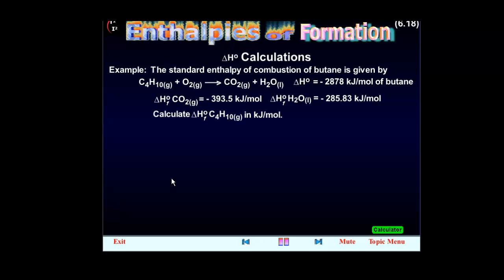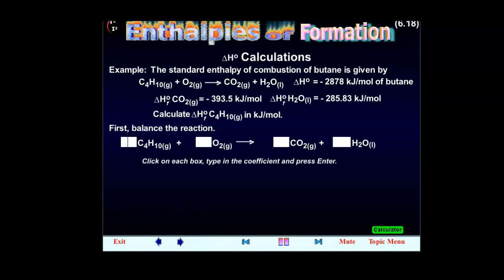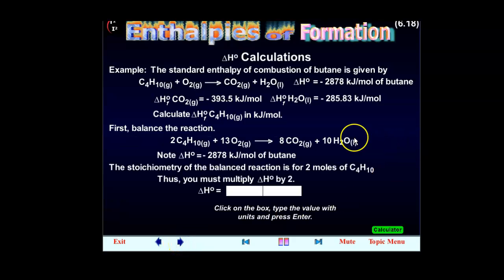Example. The standard enthalpy of combustion of butane is given by the equation. Calculate delta HF superscript 0 C4H10 gas in kilojoules per mole. First, balance the reaction. All right, balance the equation. Delta H superscript 0 equals. All right, so what to do is, because the coefficient is 2, so you have 2 moles, multiply the delta H by 2, and you get your answer there.